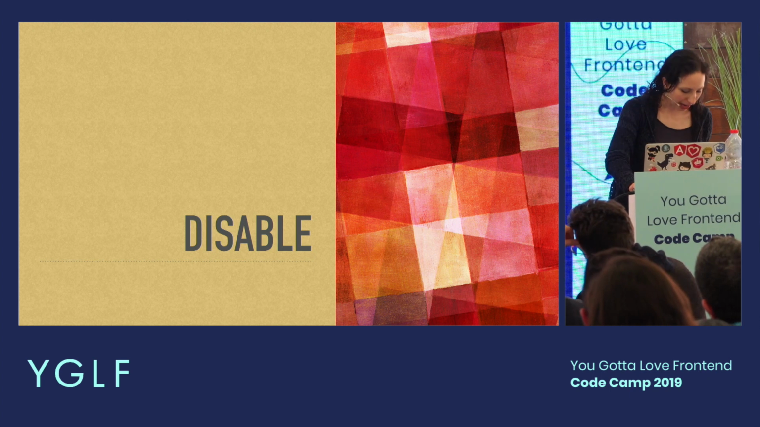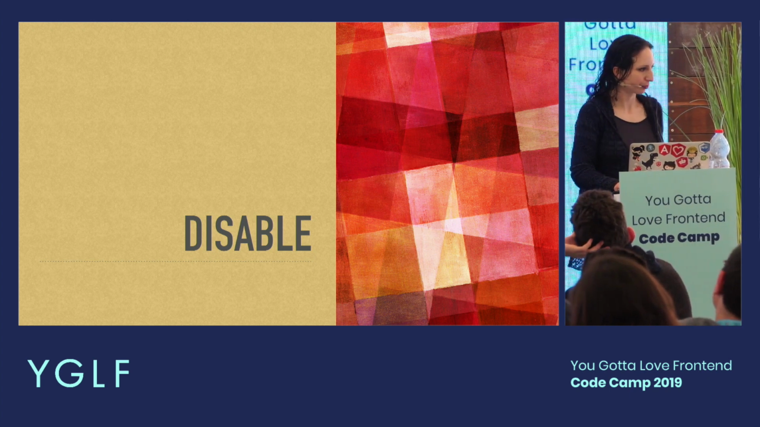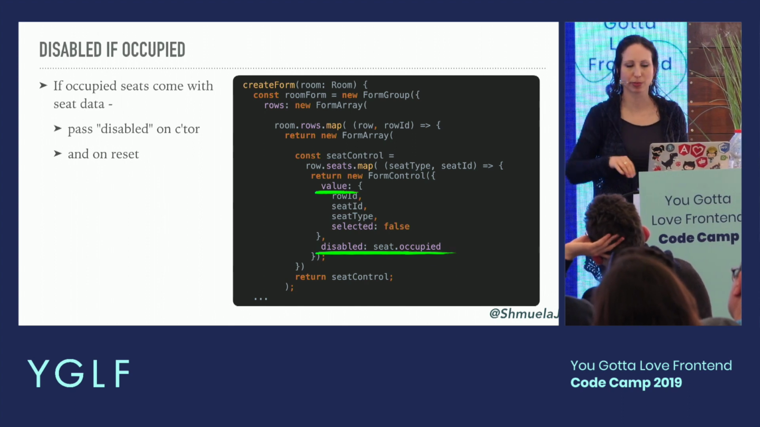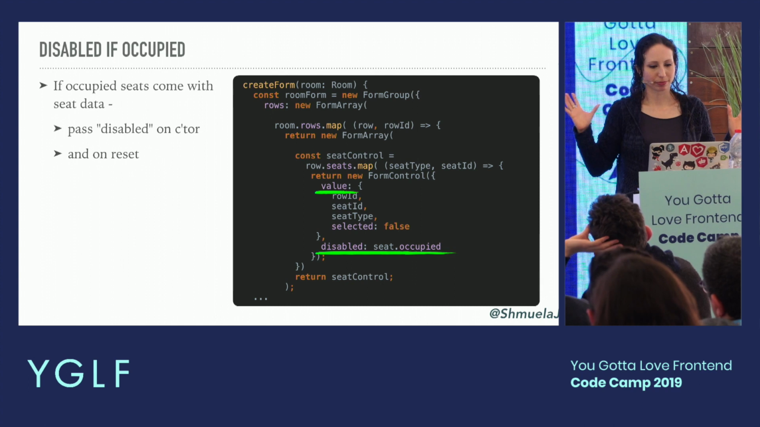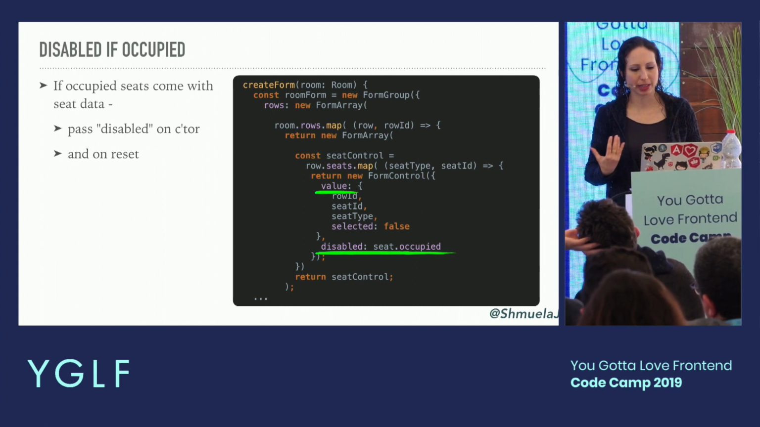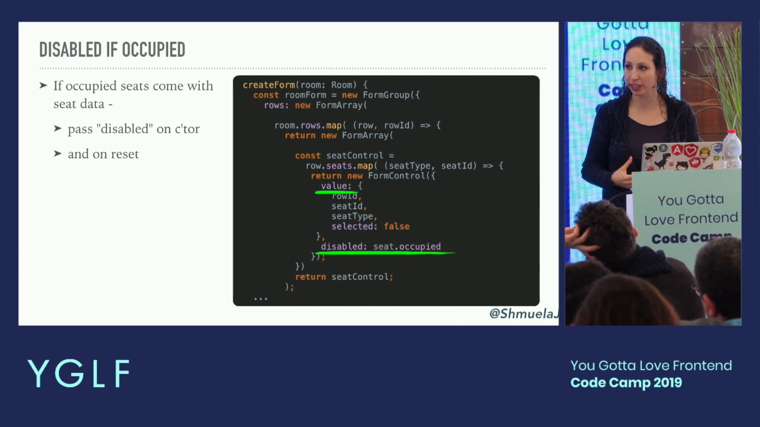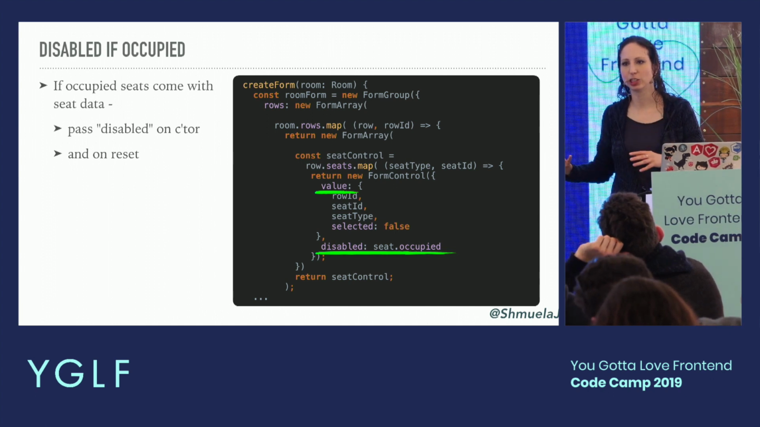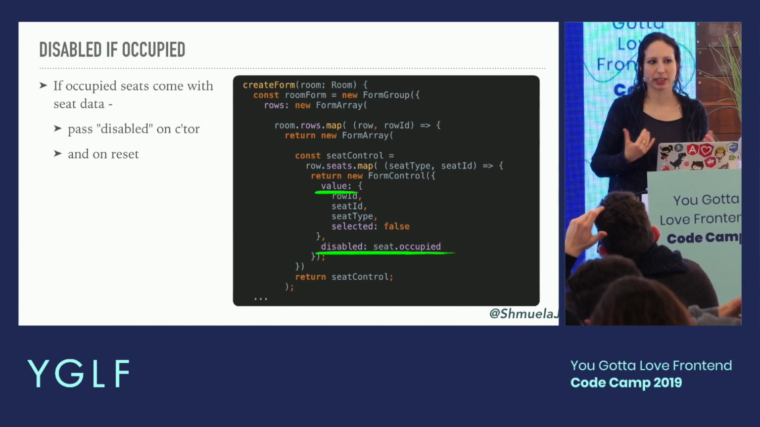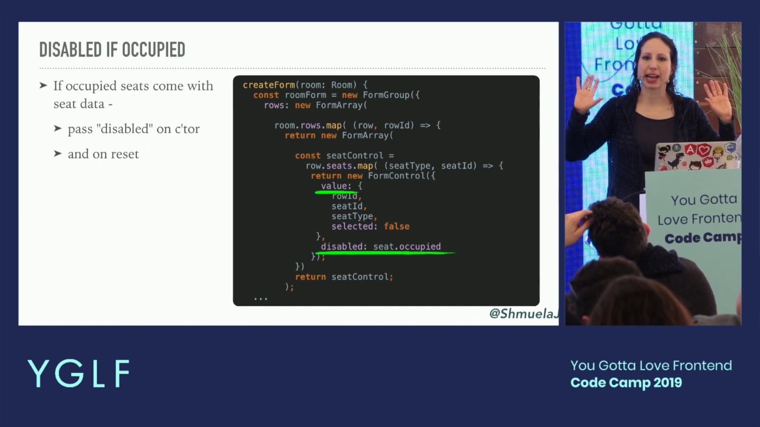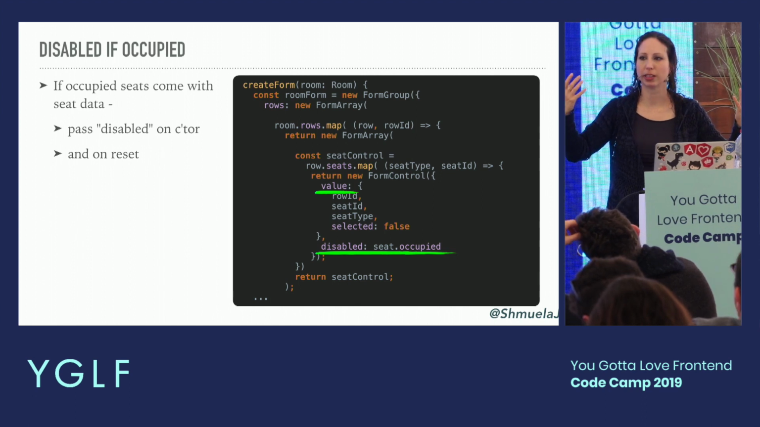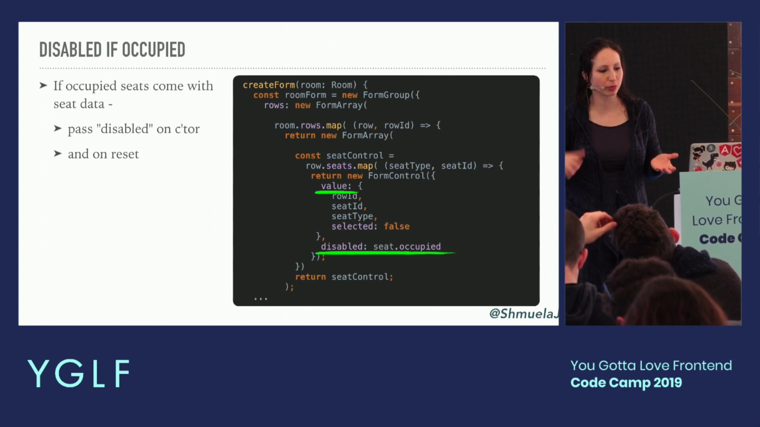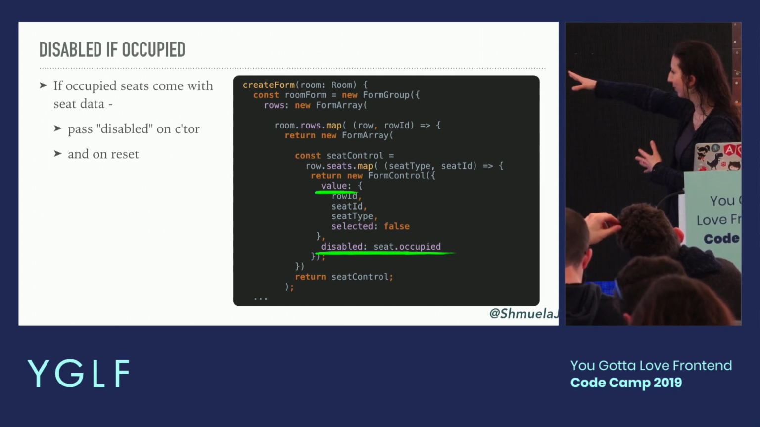Okay, so how do we disable a seat when it's occupied, when we get the data from the server? So we have several ways to do that. This is one way that I didn't choose eventually, but it is a legitimate way. If you already have the data about the seats that are occupied when you get the data of the form and when you're building the form, then this might be a good way of doing that.